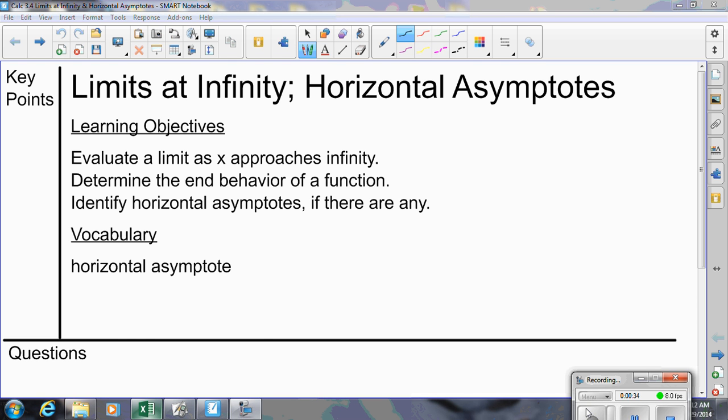Of course, with absolutely everything, you could always plug this into a calculator and look at the graph to help verify your algebra. Completely valid strategy, though we will not take the time to do it in class. Our learning objectives are fairly straightforward. Evaluate a limit as x approaches infinity, and using limits at infinity, determine the end behavior and horizontal asymptotes.